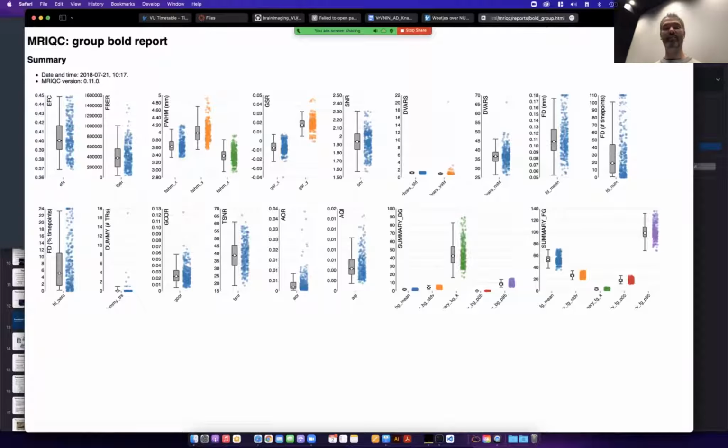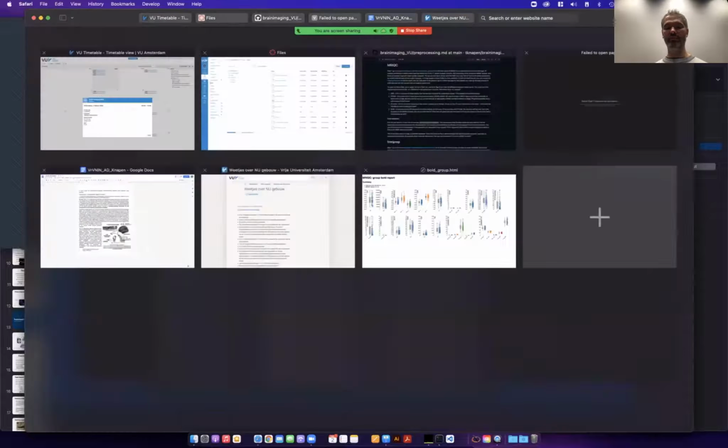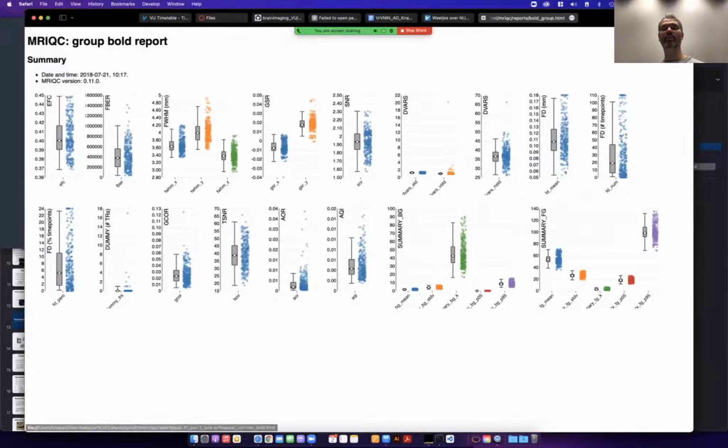SNR, I think that was the first one. Let's just pick one at the top, SNR here, and pick one at the bottom. If you want to know exactly what these numbers mean, there's a link to the MRIQC website that tells you where they came from. I'm not going to go through each and every one of them.